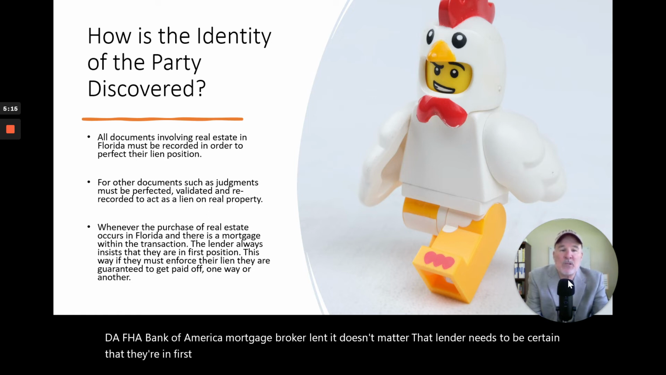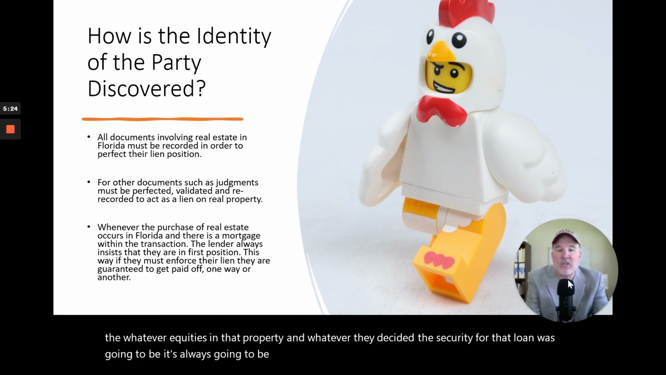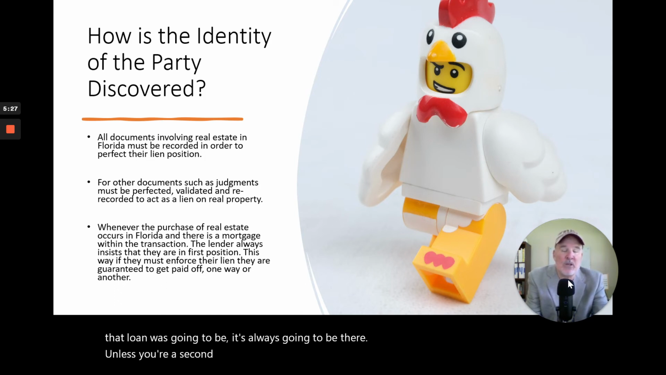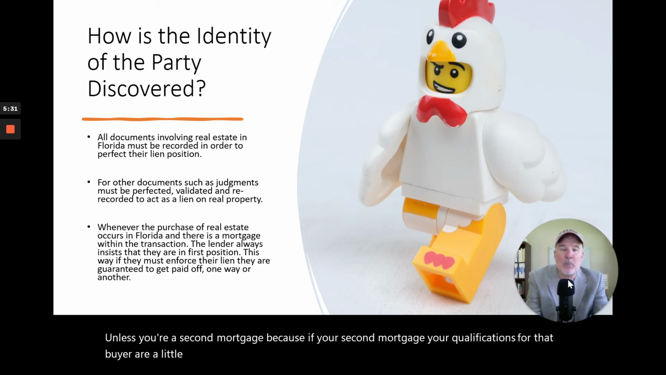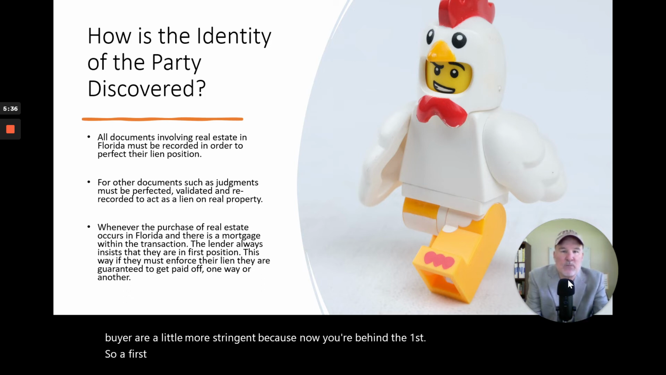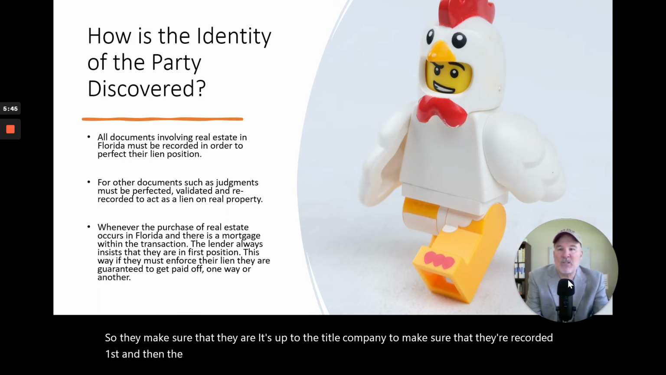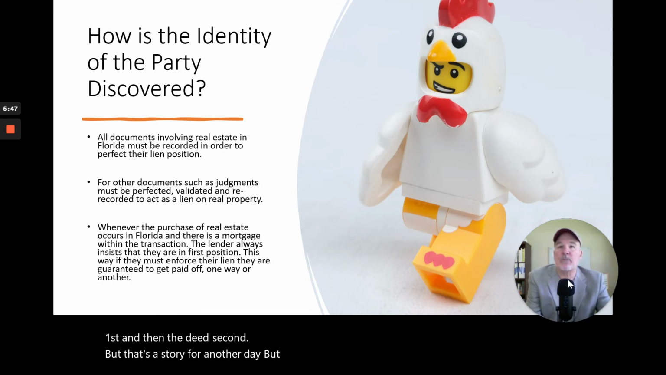Why do they want to be in first position? Because they realize that whatever equity is in that property and whatever they decided the security for that loan was going to be, it's always going to be there. Unless you're a second mortgagee, because if you're a second mortgagee, your qualifications for that buyer are a little more stringent because now you're behind the first. So a first mortgagee always wants to be a first mortgagee. So they make sure that they are. It's up to the title company to make sure that they're recorded first and then the deed second. But that's a story for another day. But that's how it's discovered.